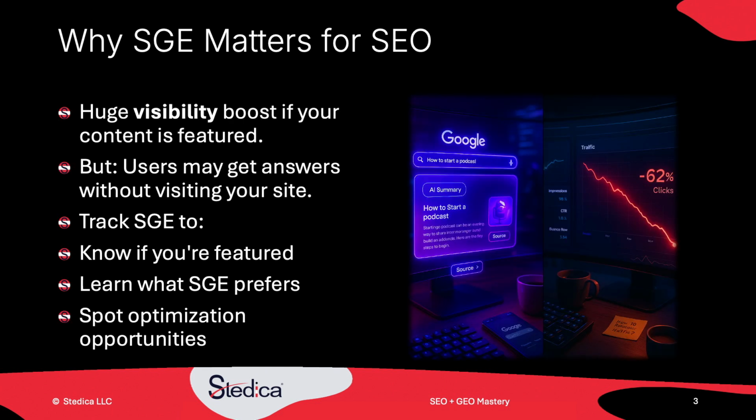2. Why SGE matters for SEO. SGE can be a double-edged sword. On one hand, it gives your content a chance to appear directly in search results, massively increasing visibility. On the other hand, users may get the answer they need without visiting your website. Here's why you need to track SGE appearances. Know if your content is featured. If your content is being used by SGE, you gain massive exposure. Understand which content gets featured. Learn which topics and formats SGE prefers. Identify optimization opportunities. If you're not being featured, you can take action to change that.